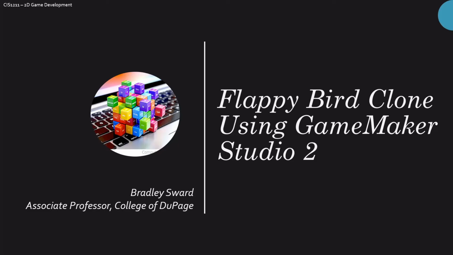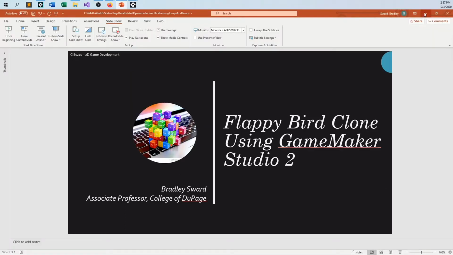This video today is going to be using GameMaker Studio version 2.3. We're going to be using the drag and drop interface, and we're going to be making our own little Flappy Bird clone. Let me show you the end result of what we're going to be doing today.